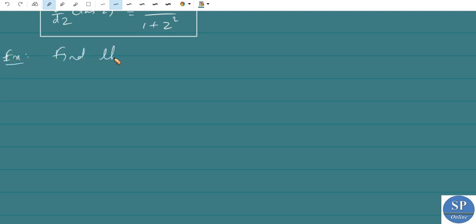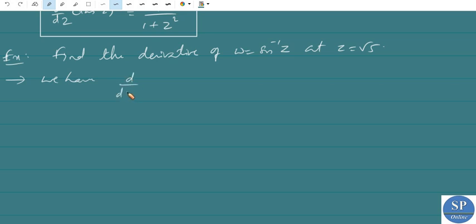Find the derivative of W equal to sine inverse of Z at the point Z is equal to root 5. Okay. So we have to find the derivative of sine inverse of Z at the point Z is equal to root 5. We have d by dz of W is nothing but d by dz of sine inverse of Z. We already discussed that this is equal to 1 by the square root of 1 minus Z square.